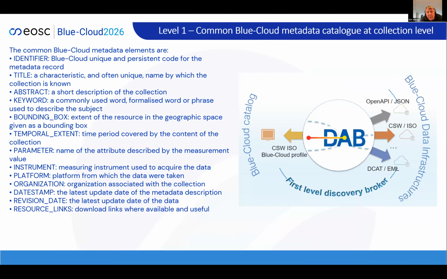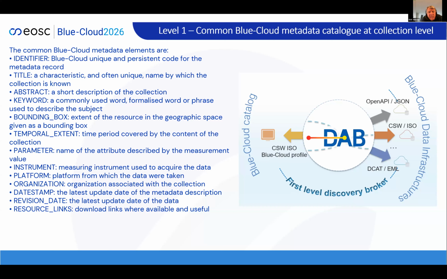For this, at level 1, we use the so-called DAP service. What it does is, it is in fact an OGC service with the CSW protocol, Catalog Service for the Web, and it has plugins to translate the metadata at that collection level, from each of the individual Blue data infrastructures, to a common metadata format.